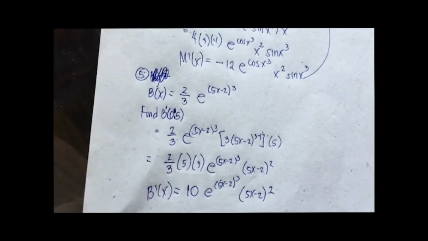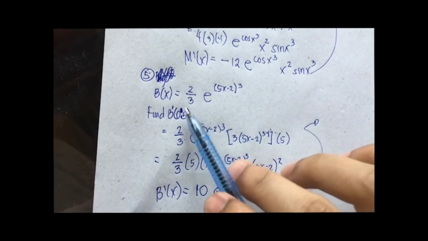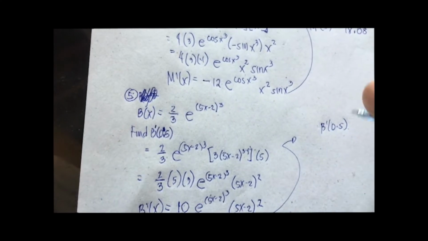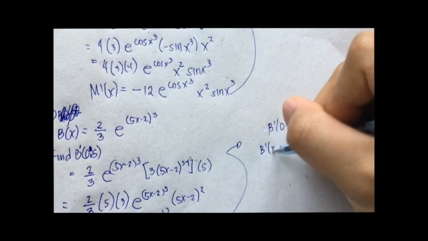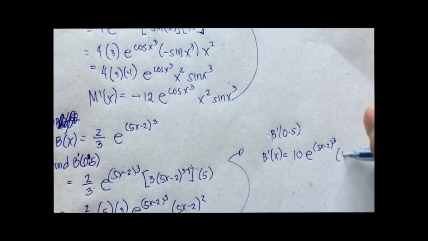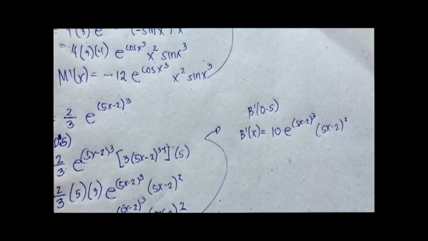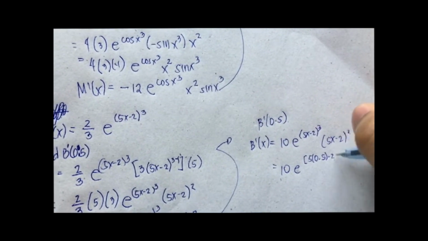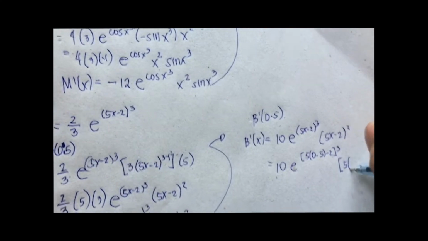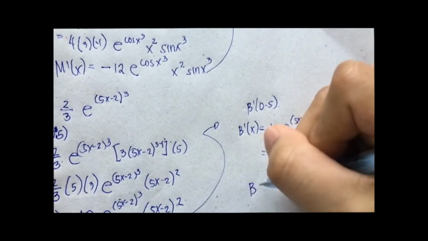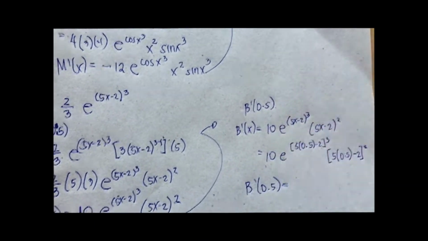So after getting the derivative, substitute the value of your x, which is 0.5. So your b prime 0.5, so x is 0.5. Substitute. You have 10 e. So, b prime 0.5, you now have the final answer from our calculator.